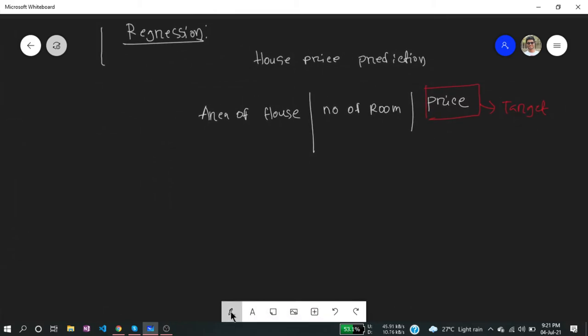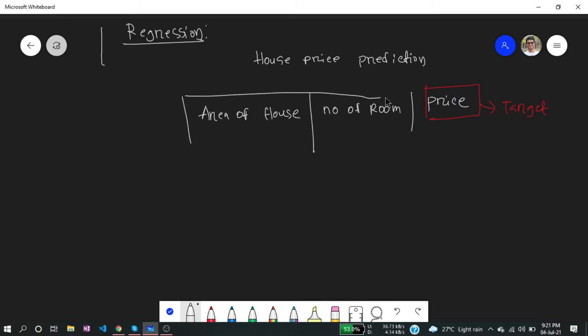Yes, price is the dependent variable, and these two are independent variables. I think that much you are clear.